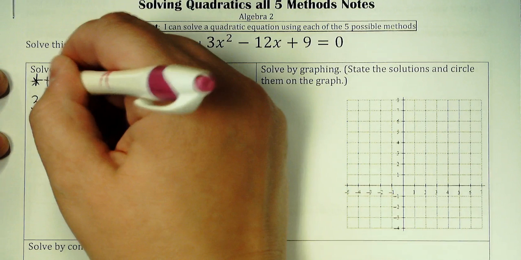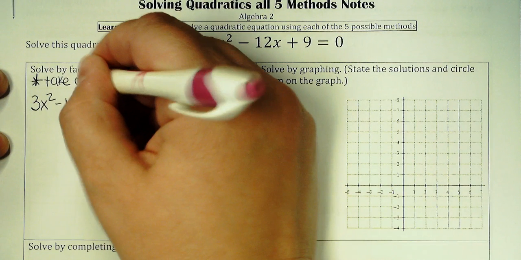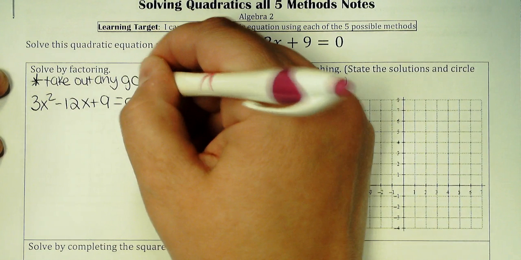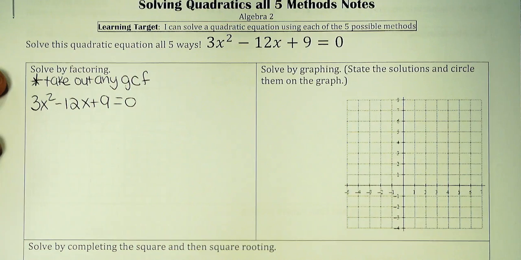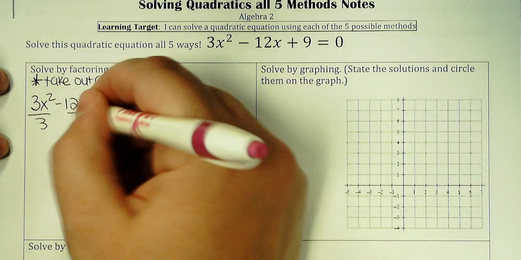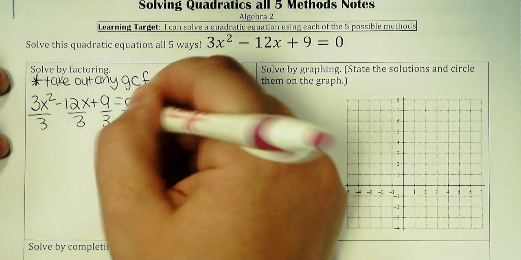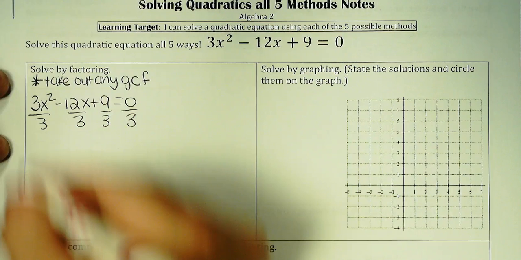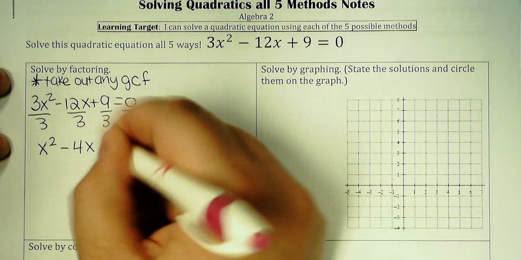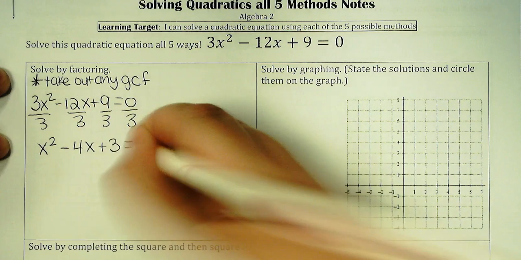Anytime you're trying to factor, take out any greatest common factor. I'm going to write GCF, greatest common factor. What I'm going to notice, all those terms are divisible by 3. So before I even start the problem, we're going to divide everything by 3. x squared minus 4x plus 3 equals 0.